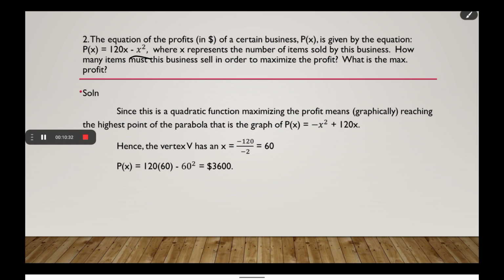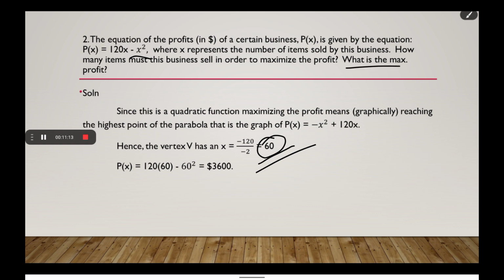Here this is a quadratic function, because the highest degree is 2. There is a negative sign, so the parabola opens downwards, right? If we find the value of x, we get the answer to the first question: how many items must this business sell in order to maximize the profit? Using the vertex formula, we find the vertex value of x, that is 60. That means 60 items must be sold in order to maximize the profit.